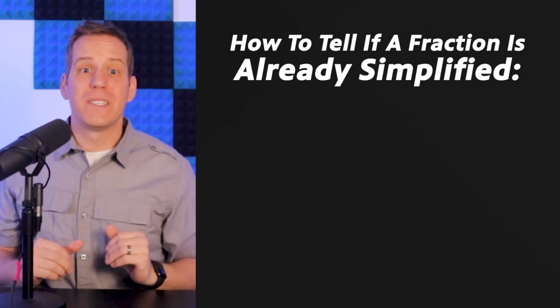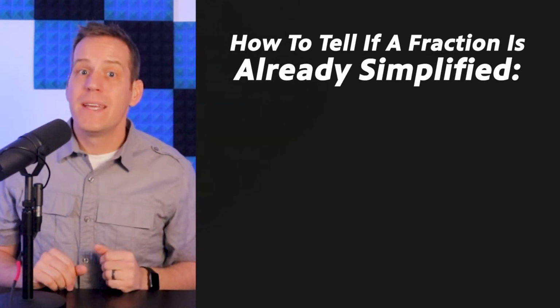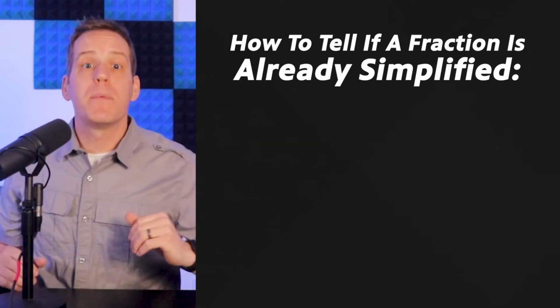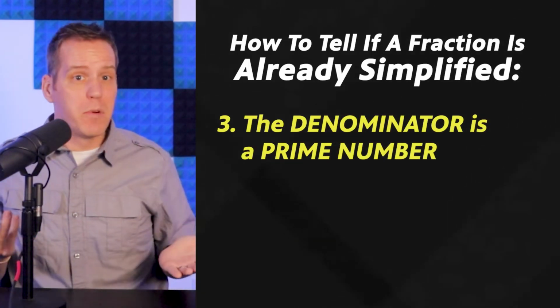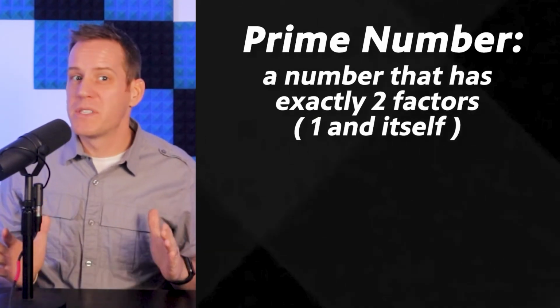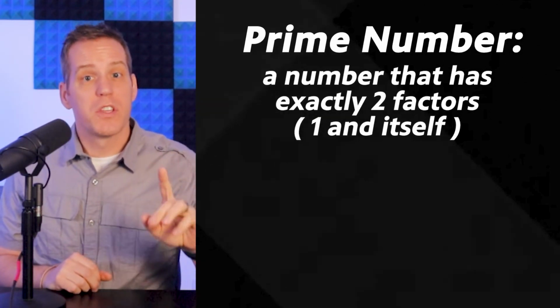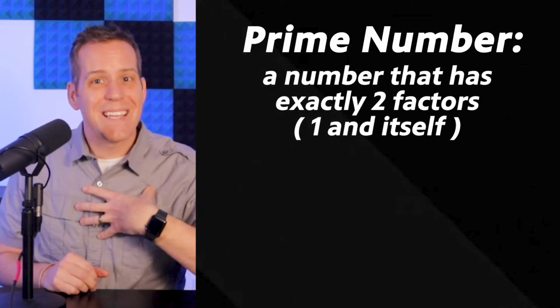The third way you can tell if you're already in simplest form is if the denominator is a prime number. This one is slightly harder because you need to know what prime numbers are, but it's super easy. Prime numbers are any numbers that have exactly 2 factors, 1 and itself.